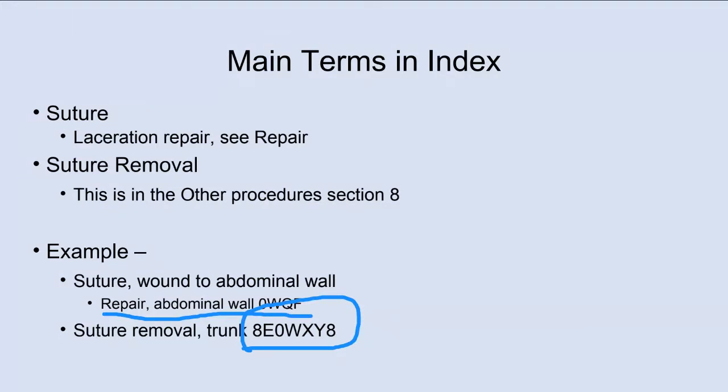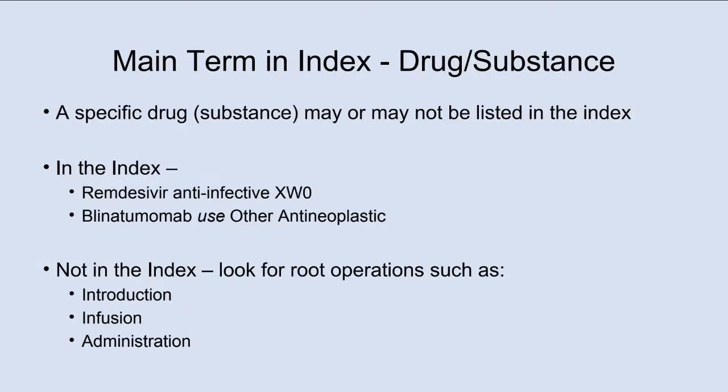But again, make sure and go to the code, look at the table, look at all the digits, and make sure you have the right one, because it seems obvious, but particularly when you're just starting out, it's important to check it. Now, a drug or substance may or may not be listed in the index, okay?